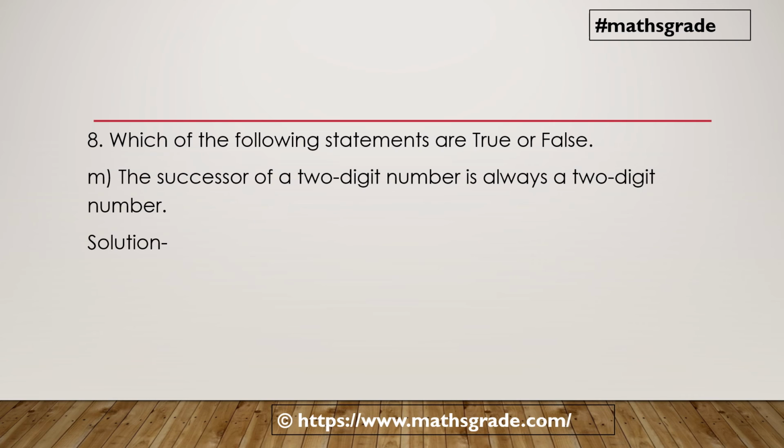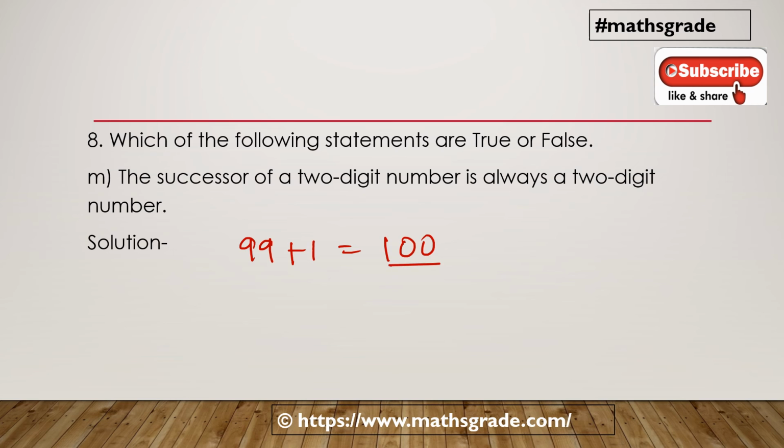Now question number M bit. The successor of a 2-digit number is always a 2-digit number. Successor means the next number or the following number. That is, we have to add 1 to the number. So suppose the number is 99, the successor of 99 is 99 plus 1, which is 100, and 100 is a 3-digit number.